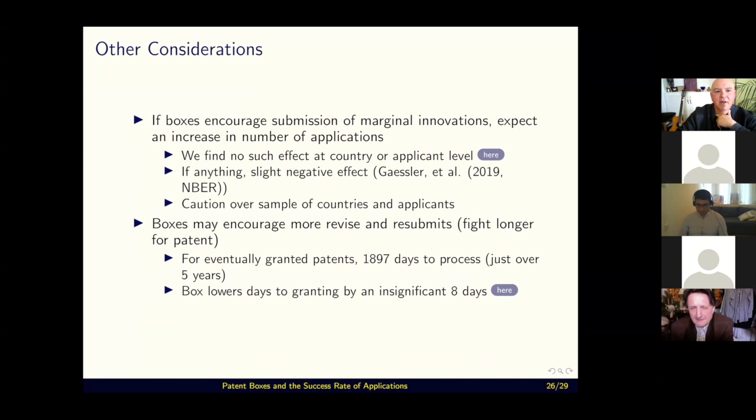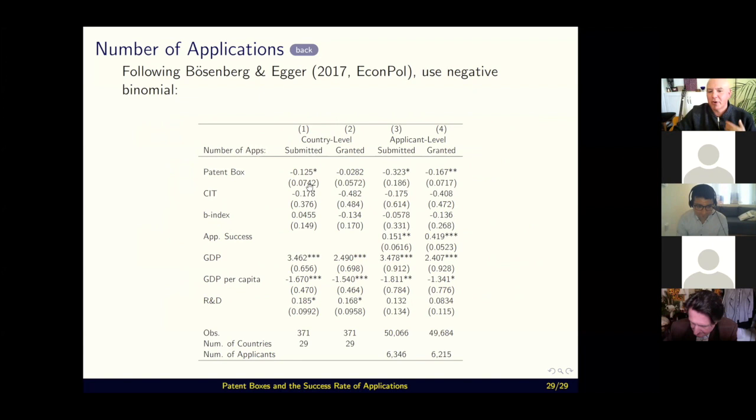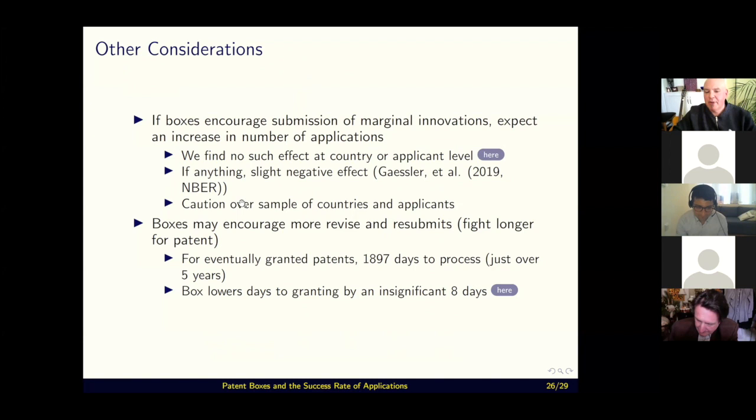A couple of other considerations. So if boxes encourage more marginal innovations, people submitting crappy ideas, hoping they get lucky, you would expect an increase in the number of applications. We looked at that both at the country and the applicant level, and we find no evidence of it. If anything, there's a slight negative impact, but it's not very significant. And so this worry that patent boxes are going to lead to the patent offices being flooded with mediocre ideas, we don't find much evidence of that here. Now, again, we don't find an impact on the number of applications. You want to be aware that other studies use different countries and different measures of patenting activity, number of registrations, number of grant to patents only. So you have to be aware that there are differences there.